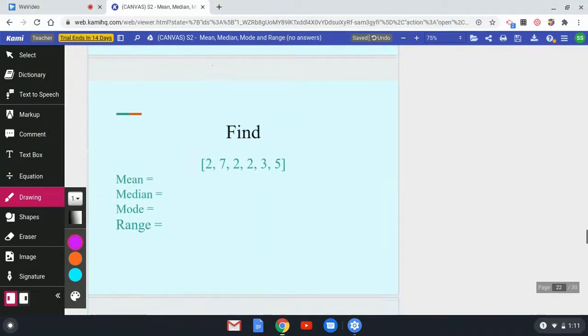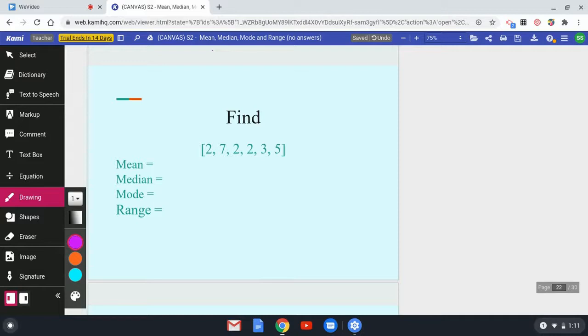All right. First things first, put them in number order. So I have 2, 2, 2, 3, 5, 7. 1, 2, 3, 4, 5, 6. I just always like to recount and make sure I have them all in there.